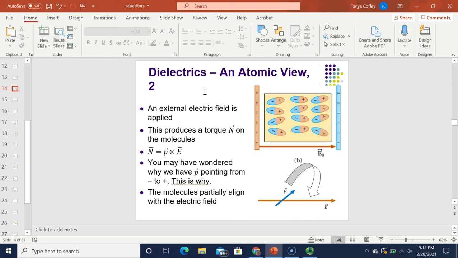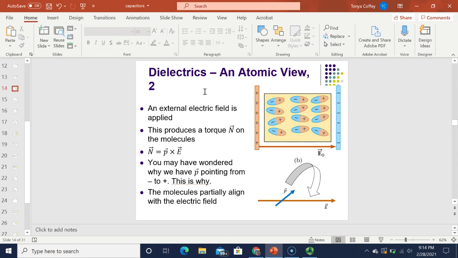Now, to go along with the notation in your textbook, we're going to use N here as our symbol for the torque. The vector torque N is the cross product of the dipole moment with the electric field. So here, N is equal to P cross E, okay? And then that's going to cause the dipole moment to align as it shows here.